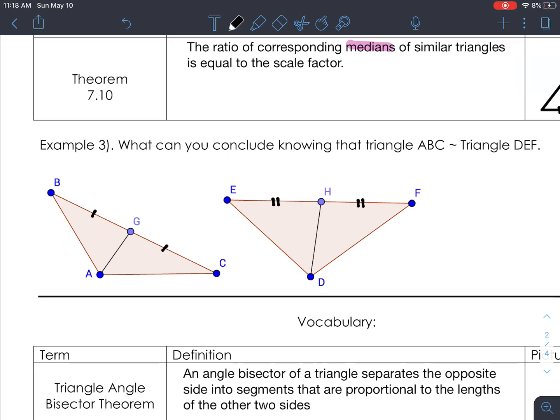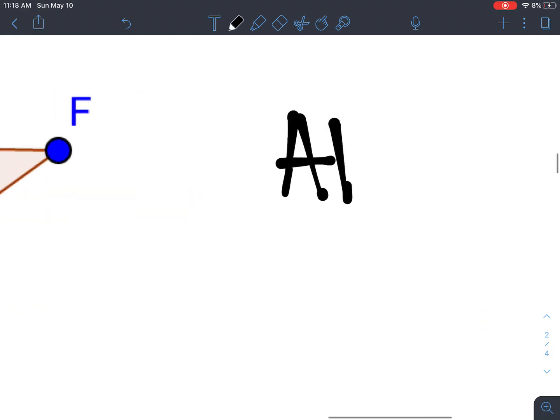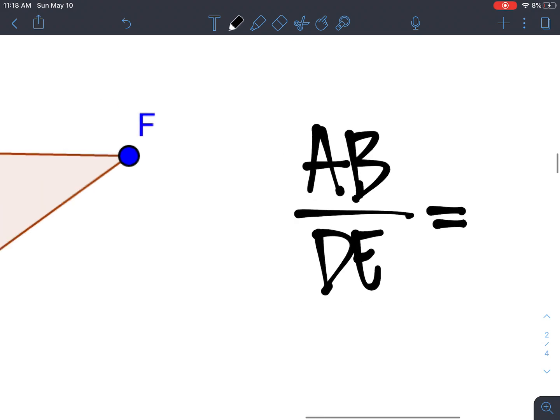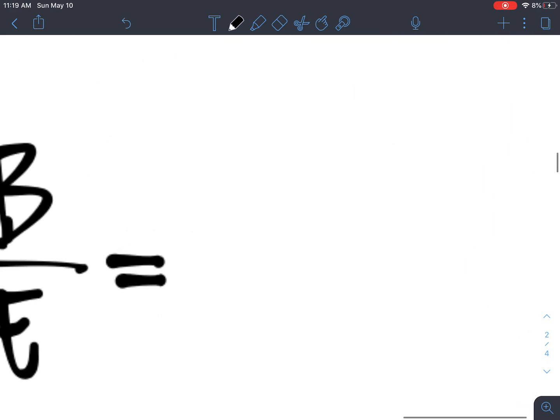So let's find our scale factor. I'm going to say that AB is to DE. And then we have to select our medians. So then AG is to DH.